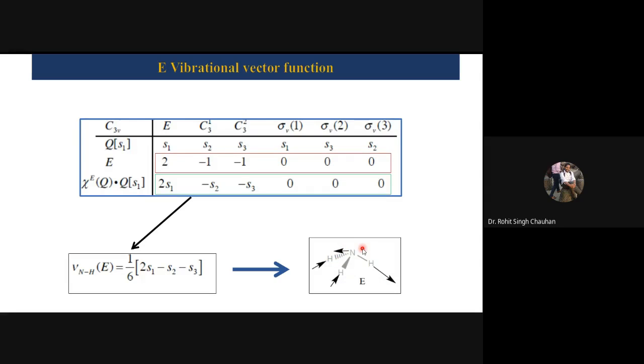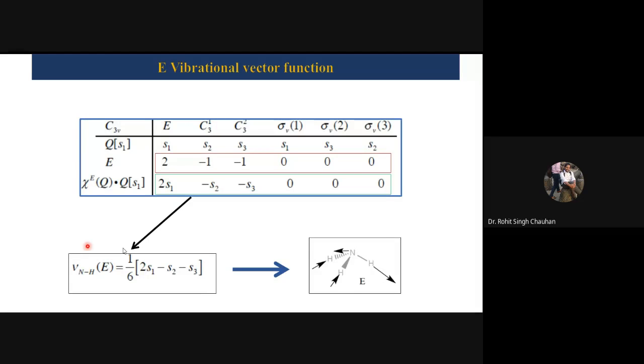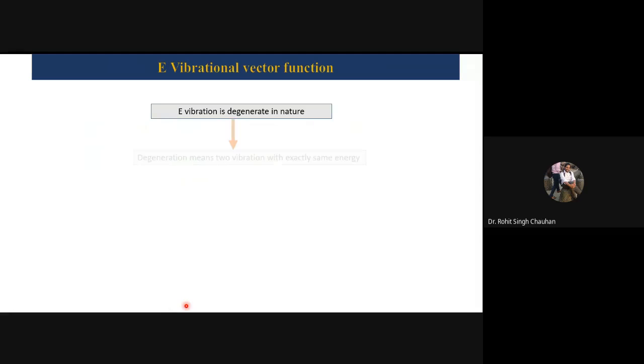Now, E means what? As I told you, E corresponds to degeneracy. Degeneracy means two different modes have the same energy, and then it is called degenerate. So now the E vibration is degenerate. As I told in the definition, there should be two modes which have the same energy, but you found only one here. So it means another will also be there, and that particular mode will have the same energy as this one. So the E vibration is degenerate in nature.